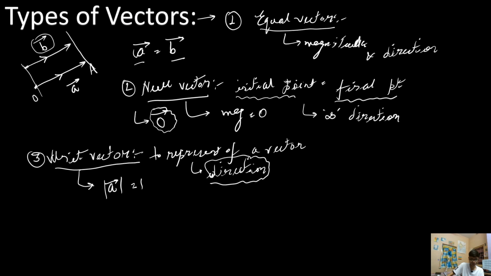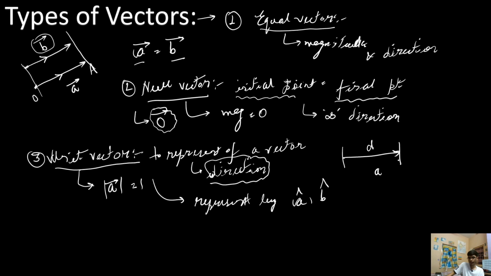So such vectors are used to represent the direction of a vector, and they are represented by a cap. For example, there is another unit vector which is in the direction of b vector, and this is represented as b cap. If there is a vector a which has a magnitude of d and is in the direction from P to Q, then I can represent the unit vector as PQ vector divided by PQ vector modulus.